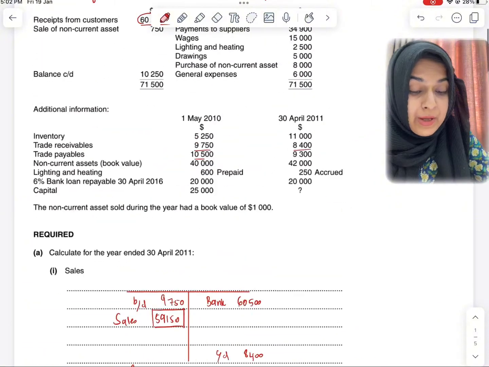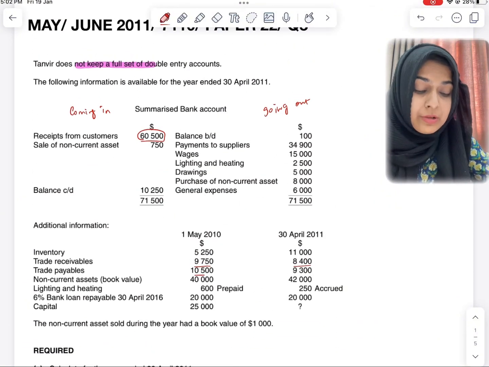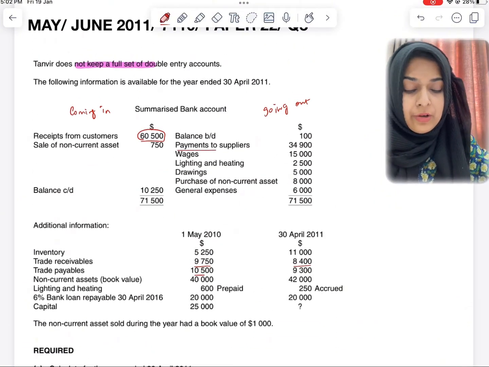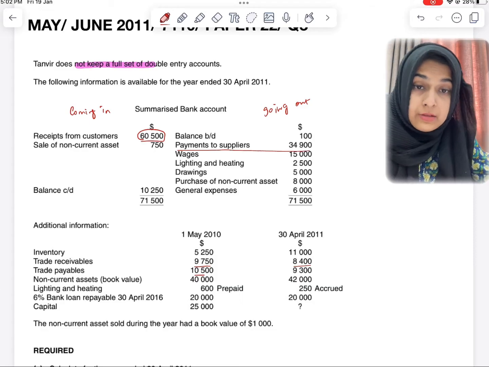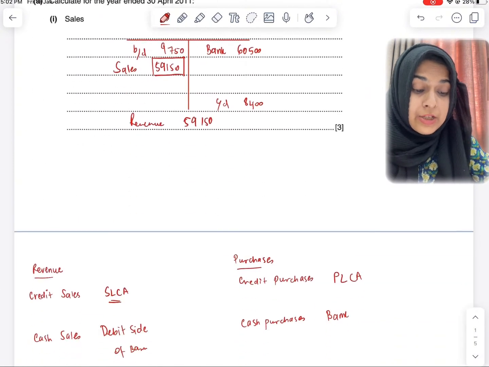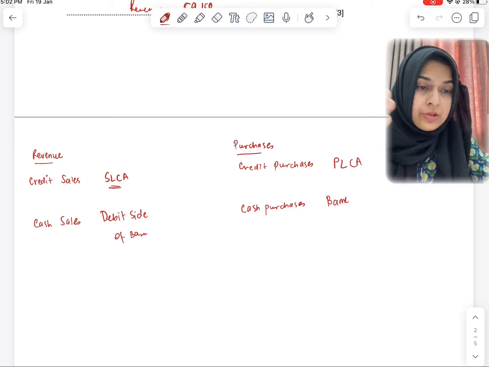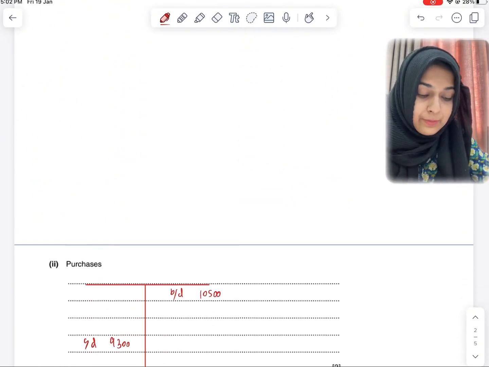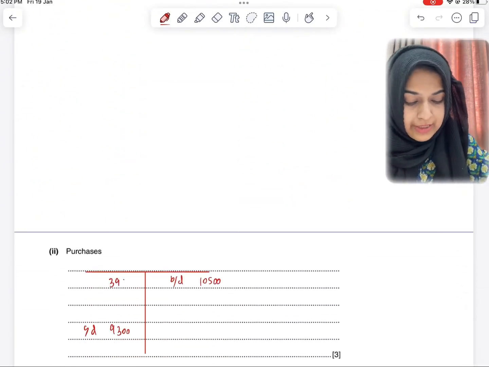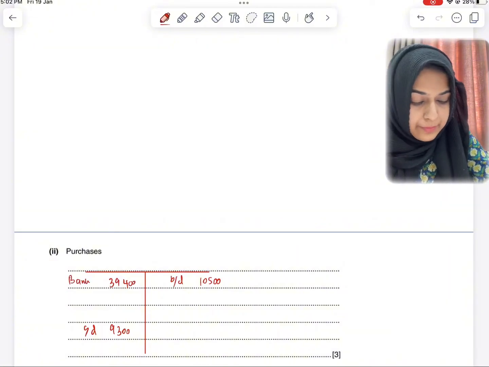Carried down. And then payments to suppliers that you have made. Payments to suppliers are always recorded on the credit side of the bank account. That is 34,900. So obviously your trade payables need to be debited by the payments amount. So you write here 39,400 and you write here bank. And basically credit purchases always are placed here. So you write here purchases.